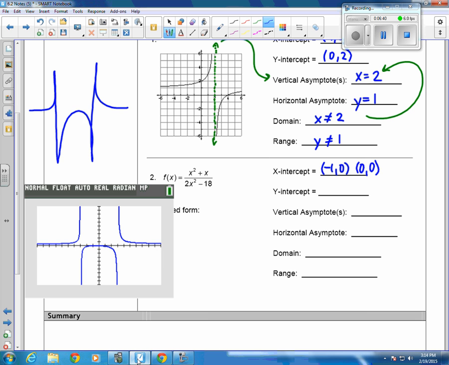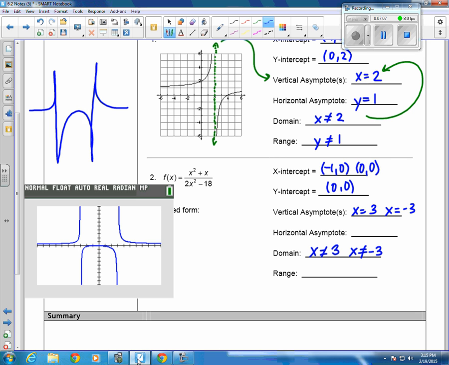How about the y-intercept? 0, 0. That's 0, 0. How about the vertical asymptotes? X equals -3 and X equals... X can't be. Beautiful. X equals -3 and X equals +3. So could we go ahead and do our domain? Yeah. X can't equal 3 and X can't equal -3.